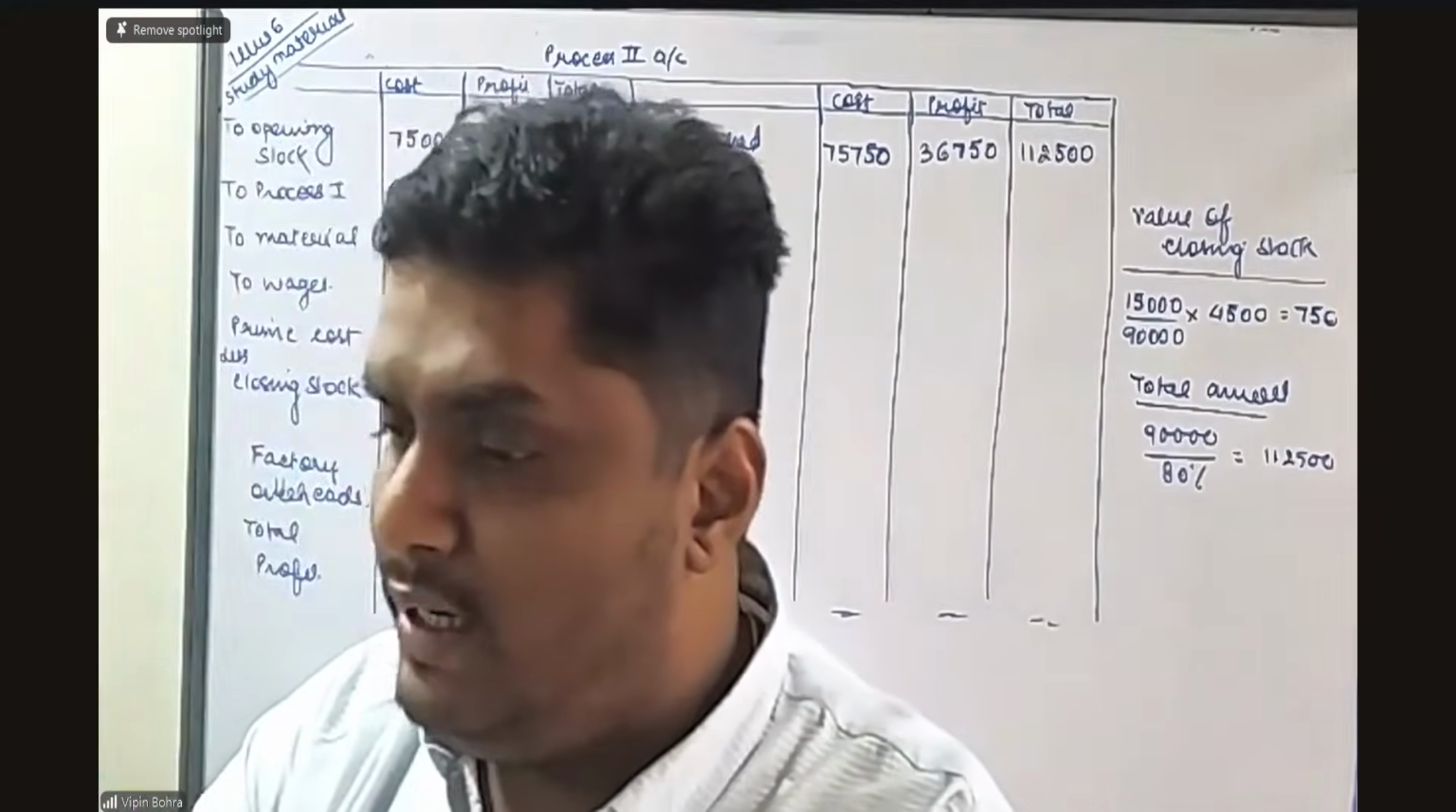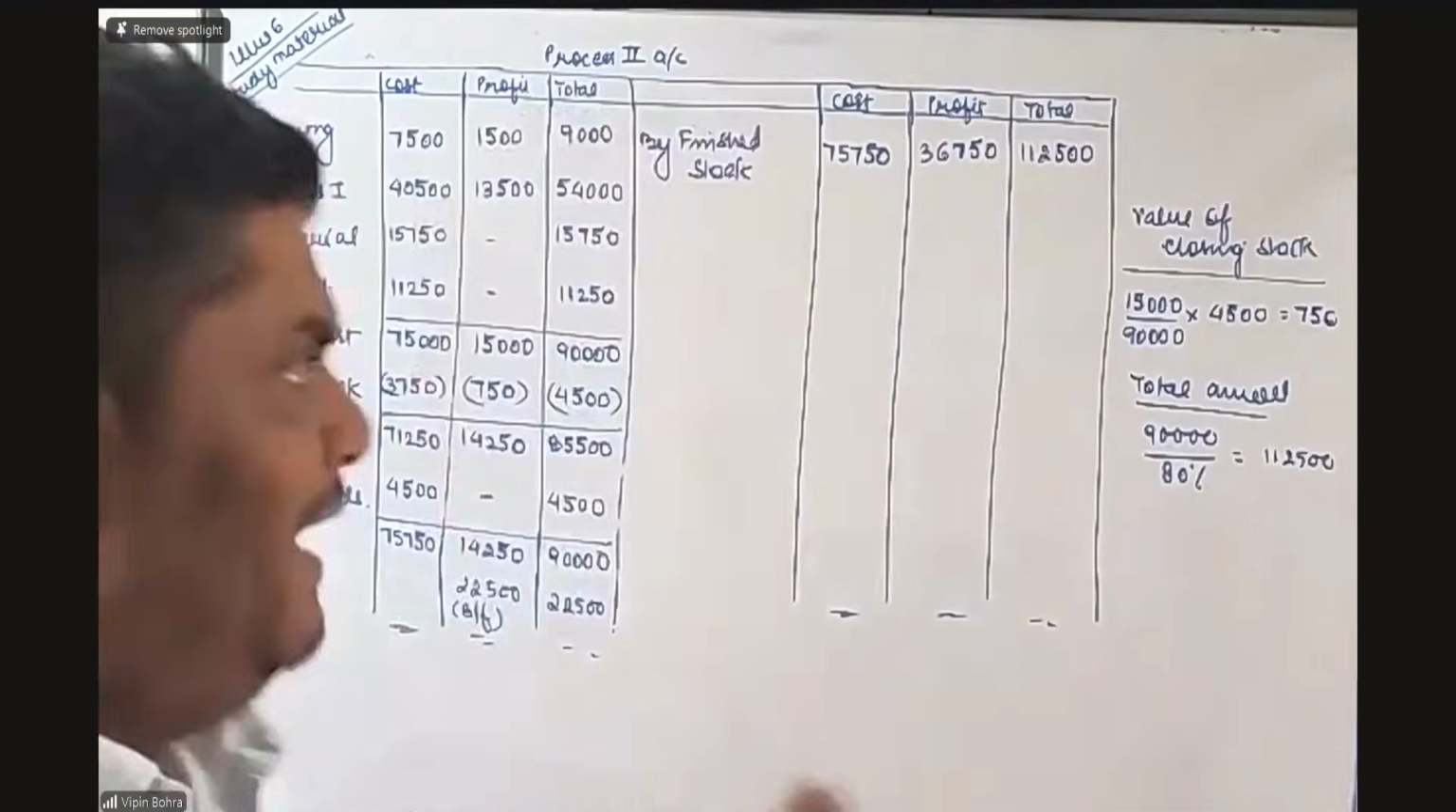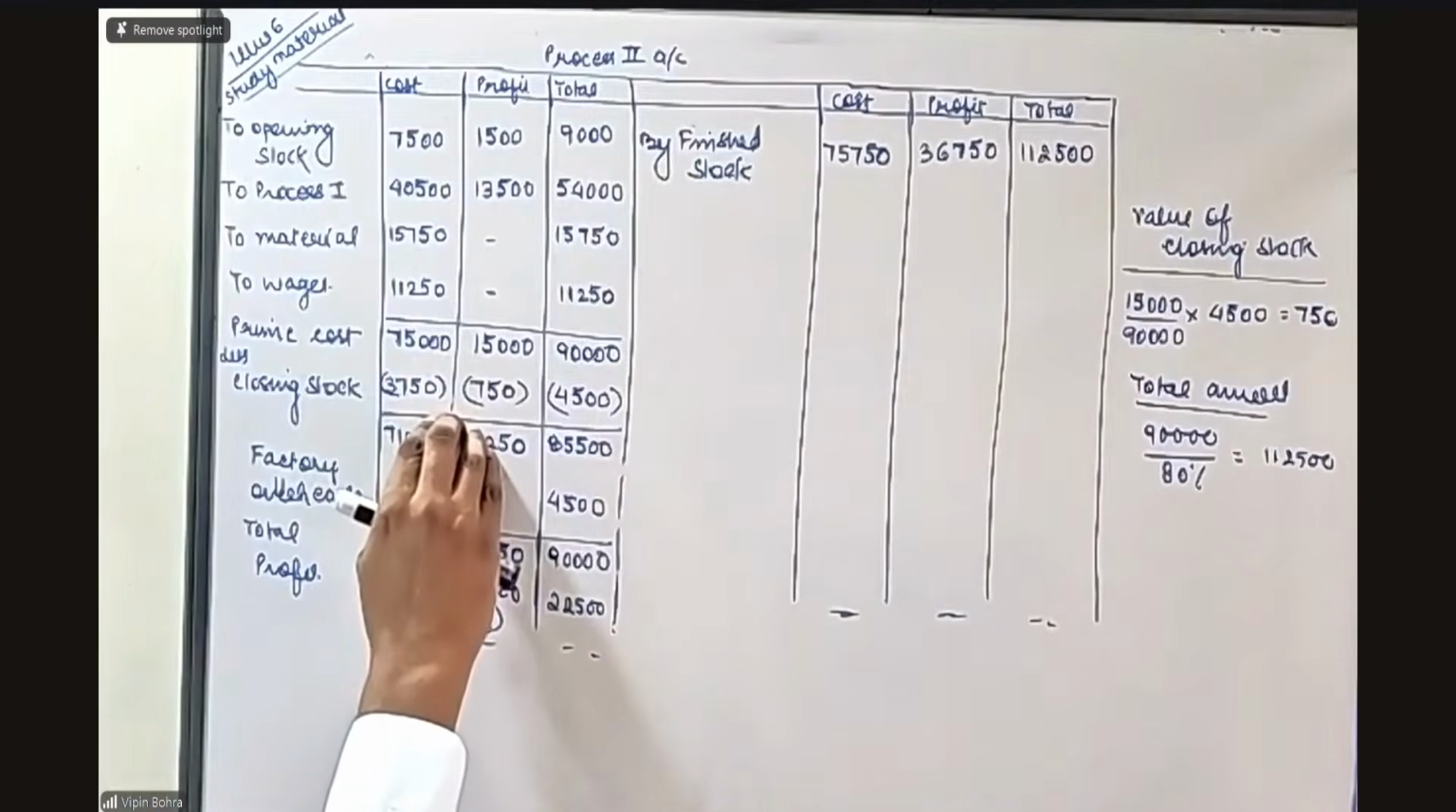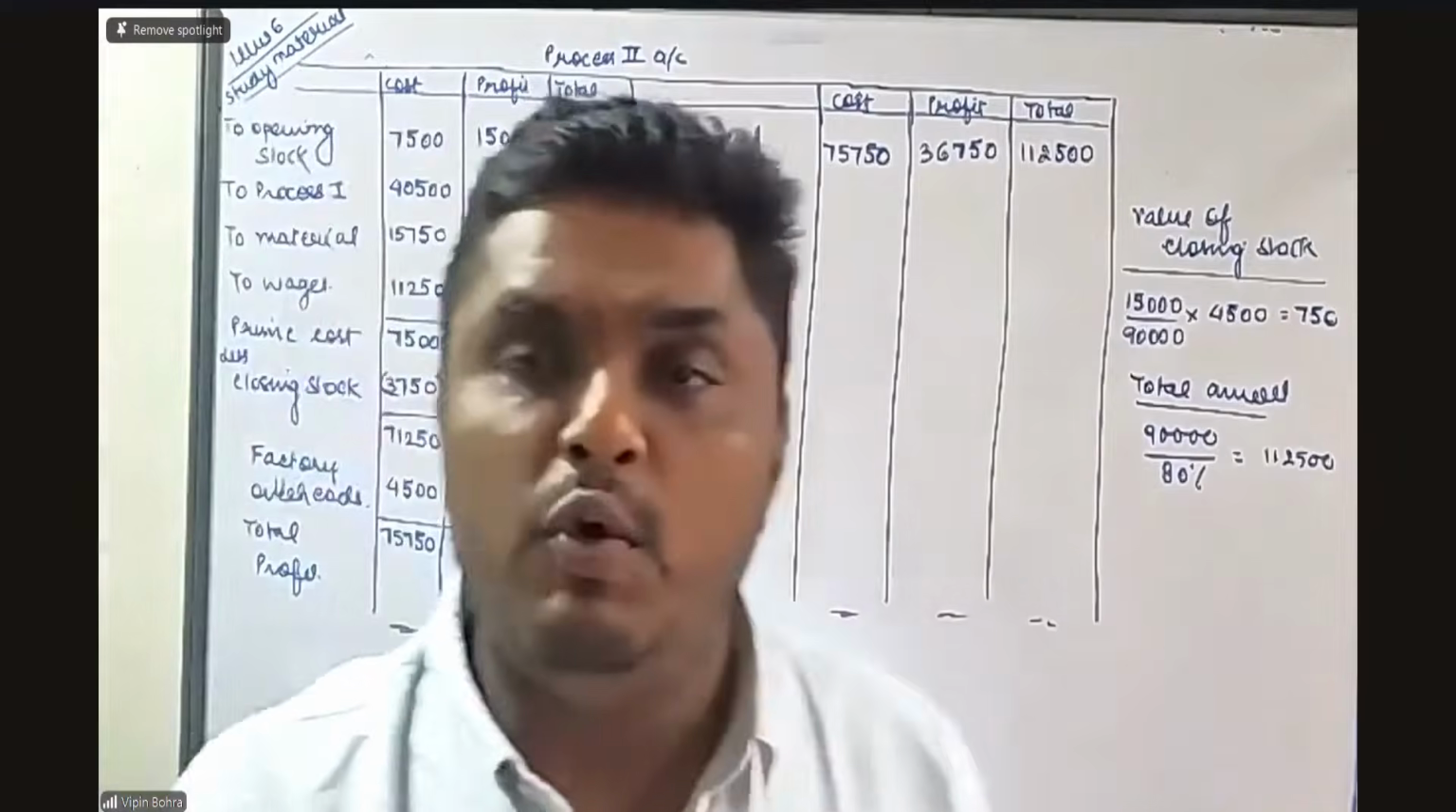Yes, that is also correct, Mustafa. Both the approaches are correct. Either you can write closing stock here or you can subtract closing stock here. Both the approaches are correct.